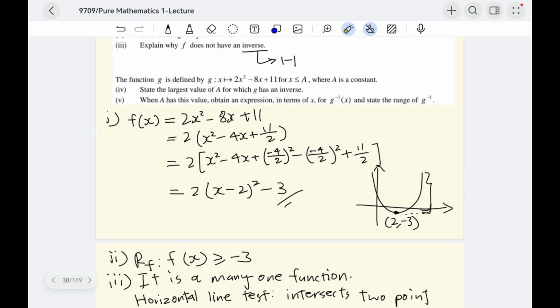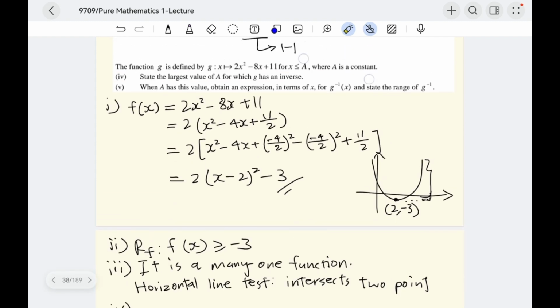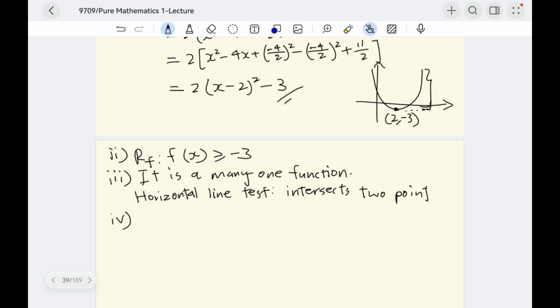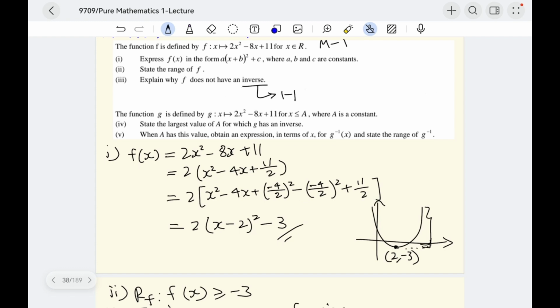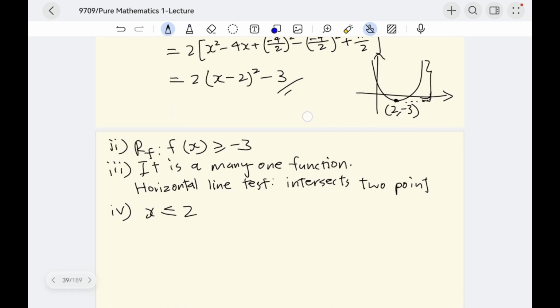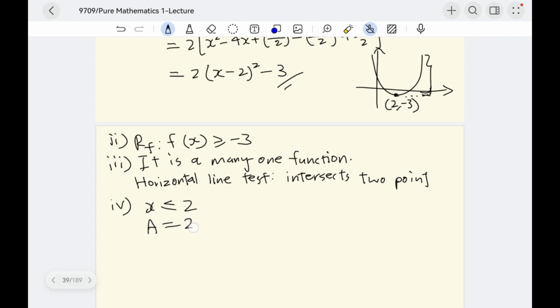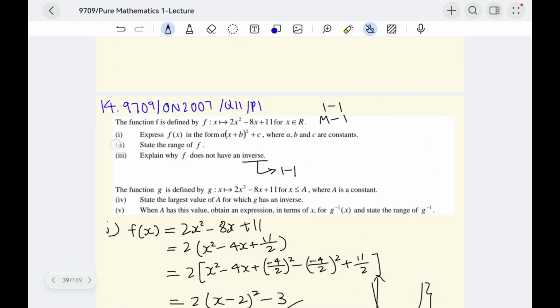So for the quadratic function, we need to find out where the axis of symmetry is. Following this minimum point, following this vertex form, you'll spot that there is an axis of symmetry where the x coordinate is 2. So that means x is at most 2 in order for g(x) to have an inverse. Therefore, your a is 2. That's all. Alright? Let's move on to the last part of this question.